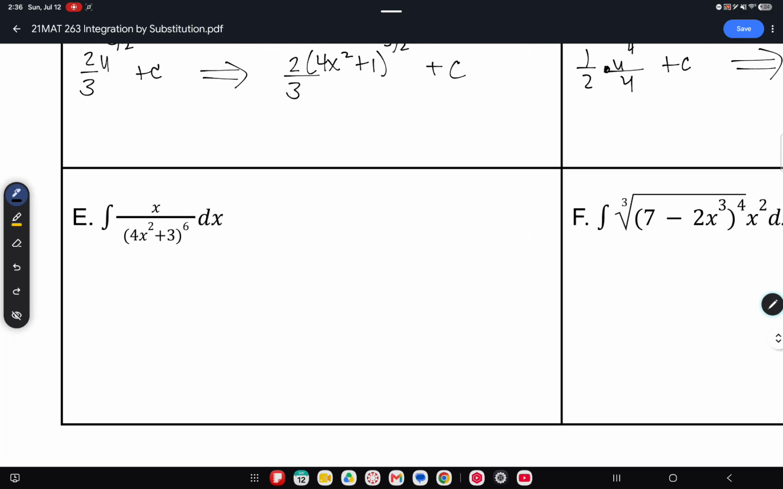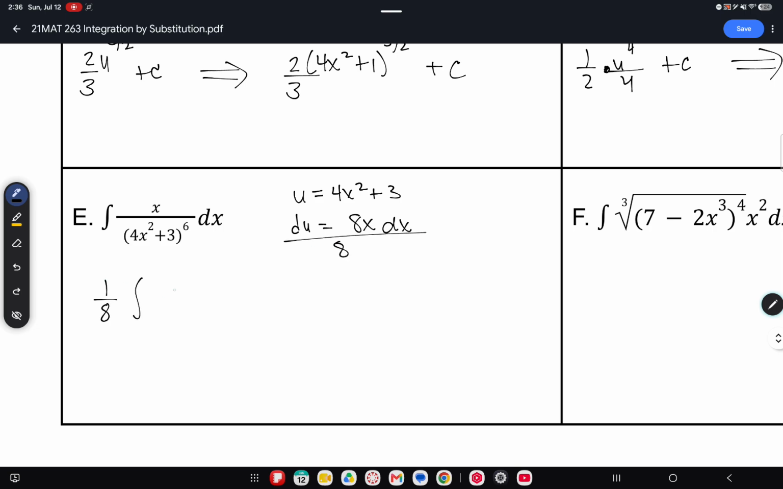I have a grouping and it's in the denominator. So let's try u to be 4x squared plus 3. So the du is going to be, let's see, 8x dx. I just want x dx. I'm going to divide both sides by 8.